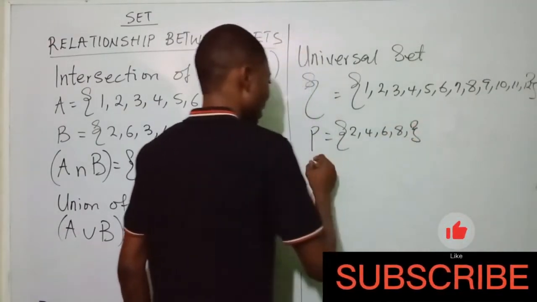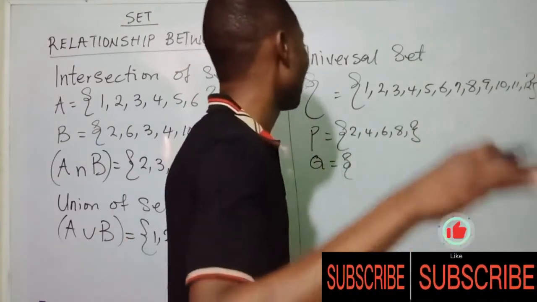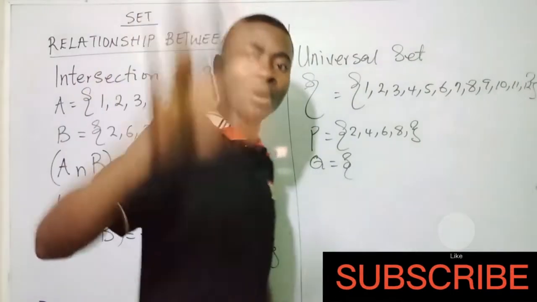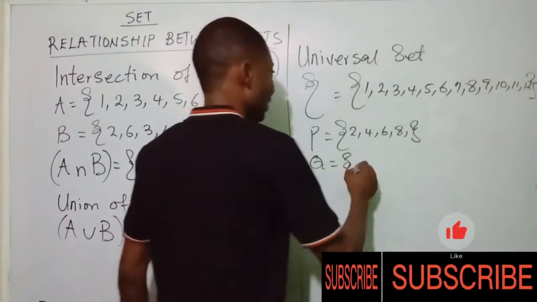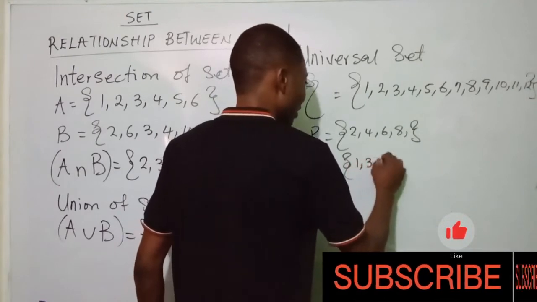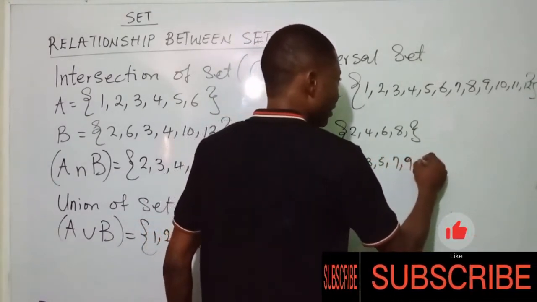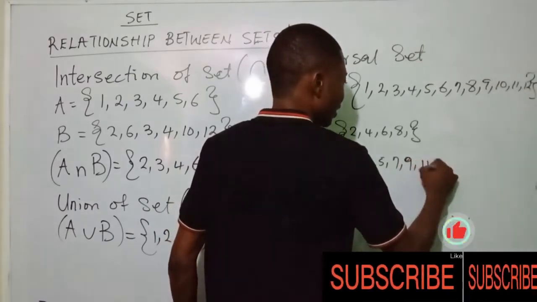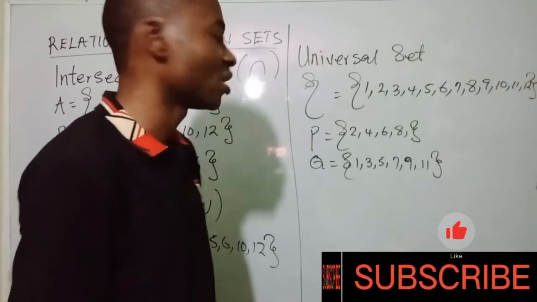And then let's say we have Q. Q is the set of odd numbers that are less than 12. We have 1, 3, 5, 7, 9 and 11. So these are the set of odd numbers less than 12.